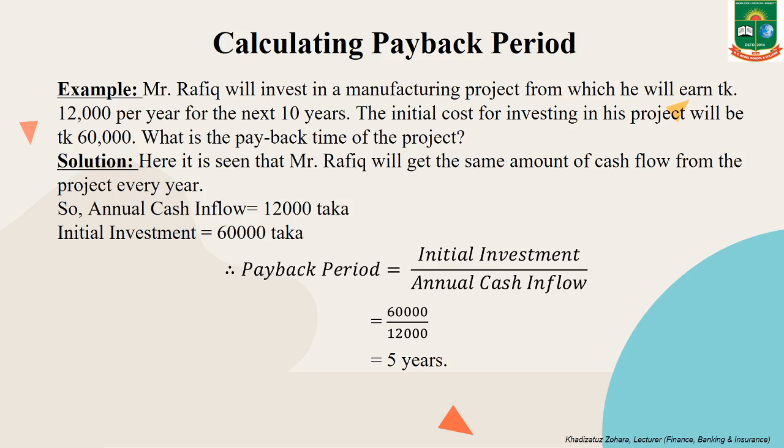Here it is seen that Mr. Rafiq will get the same amount of cash flow from the project every year. So annual cash flow here is 12,000 taka and the initial investment is 60,000 taka. As cash flow is even, we can calculate payback period by the formula initial investment divided by annual cash inflow. So 60,000 divided by 12,000 equals 5 years. Here Mr. Rafiq's payback period is 5 years.